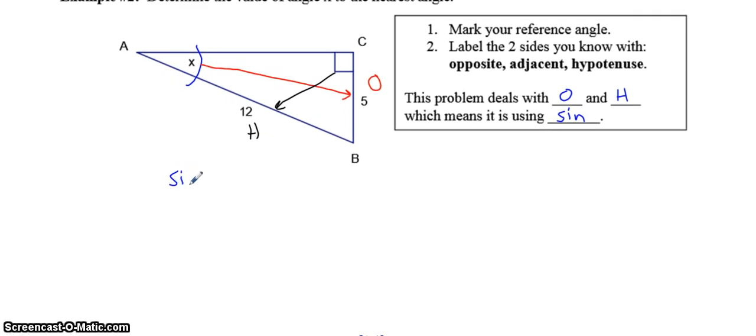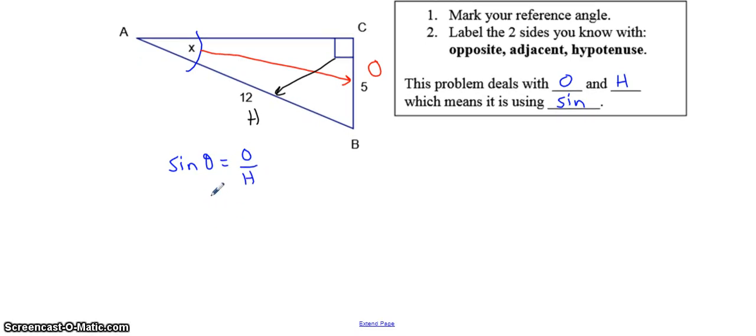So you're going to write down the formula. Sine theta equals opposite over hypotenuse. Now you substitute in what you know. Sine x equals 5 over 12. This time take the sine inverse of both sides. So taking the sine inverse of this side, we'll get rid of the sine, leaving you with x. And we're going to take the sine inverse of this side.